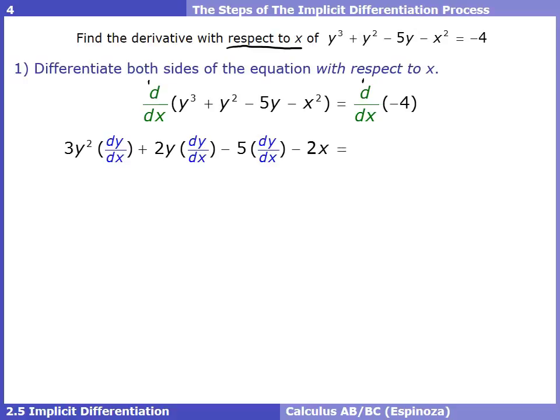It is an x term, so the derivative of x squared is just 2x. And with that, we've taken the derivative of the left side. On the right side, don't overcomplicate it. We're just taking the derivative of a negative 4. That's a constant, so that's equal to 0.